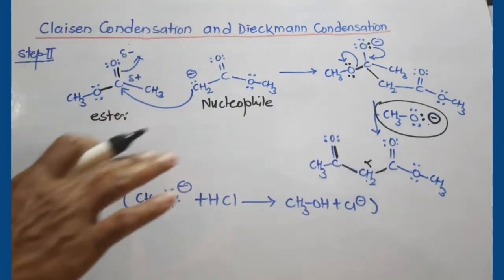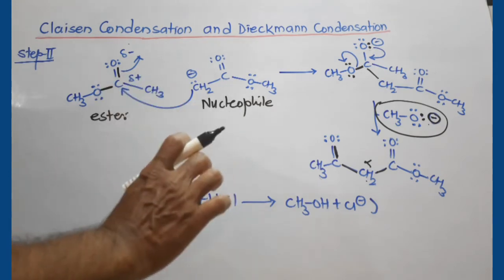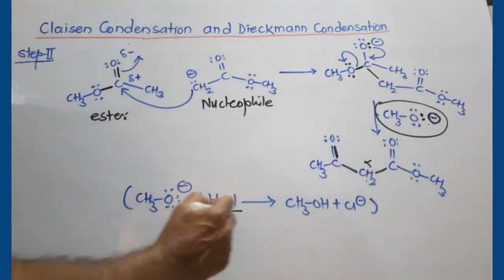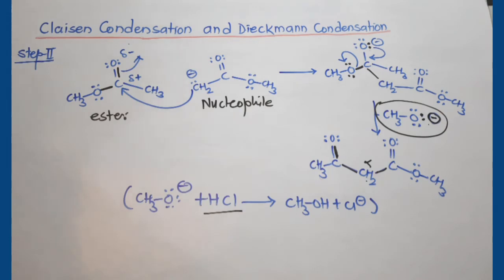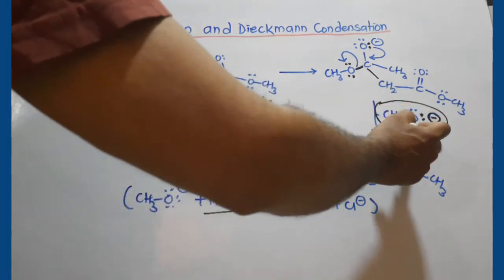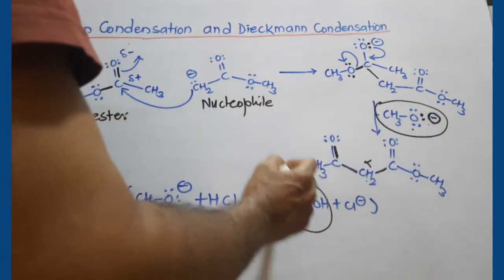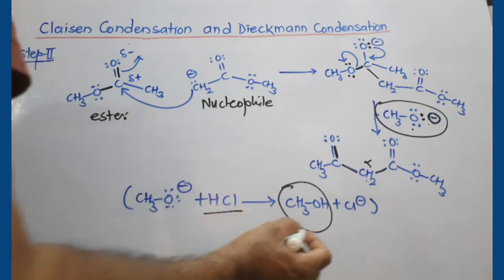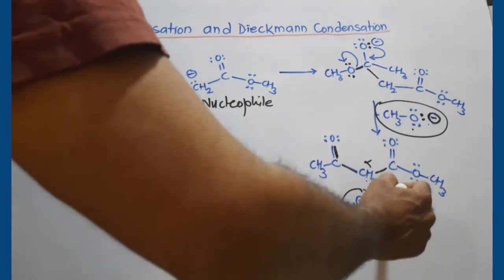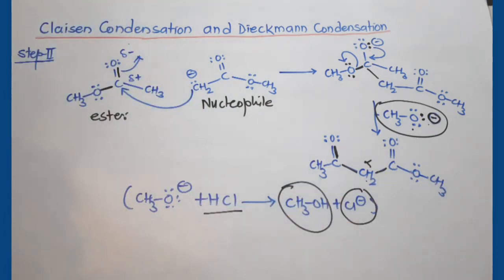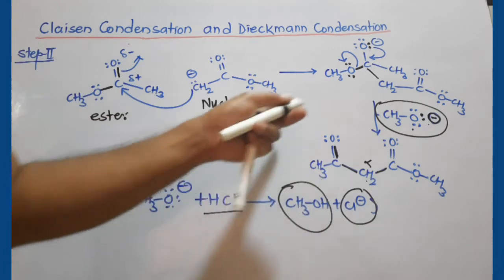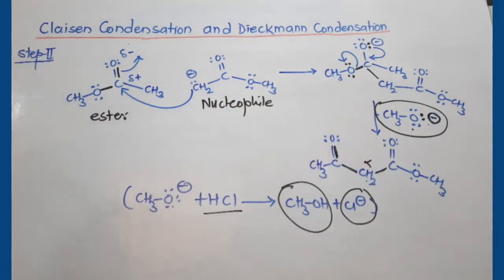So to stop this reaction or to quench this, we have to add HCl. Once HCl is added, this is removed from the reaction mixture as methanol, which is used as a solvent in this reaction, and this Cl might combine with Na to form NaCl. So in this way we get the condensation product, and this is actually called a beta-keto ester. So ester is converted to the beta-keto ester where a carbonyl group is introduced.